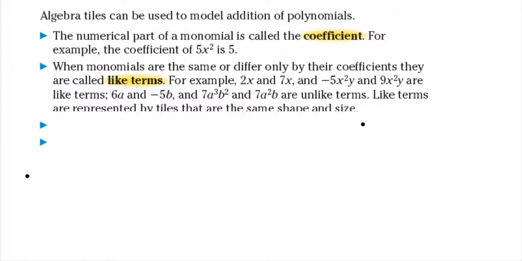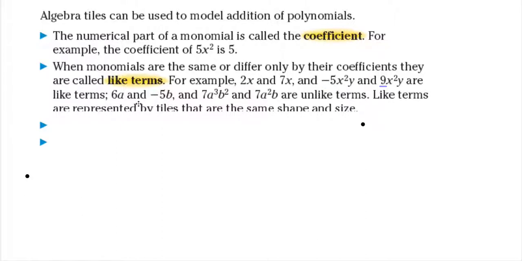Why are they called like terms? Because look at this carefully. Their variables are the same together with their exponents. So variables and exponents are the same, x squared y, and they only differ by their coefficients. So 2x and 7x are like terms because they only differ by their coefficients. Negative 5x squared y and 9x squared y are like terms because they only differ by their coefficients. Okay, so those are called like terms.